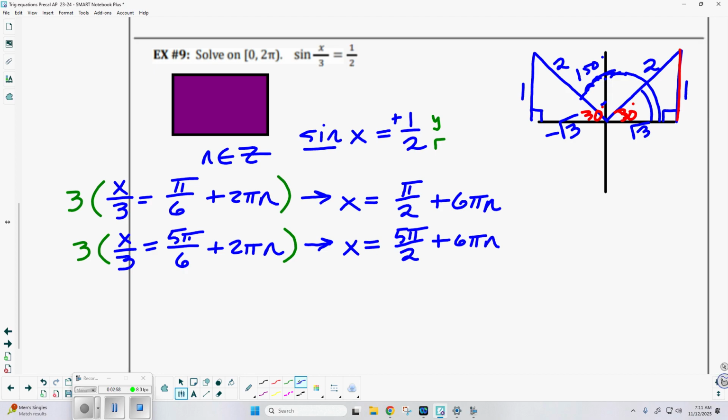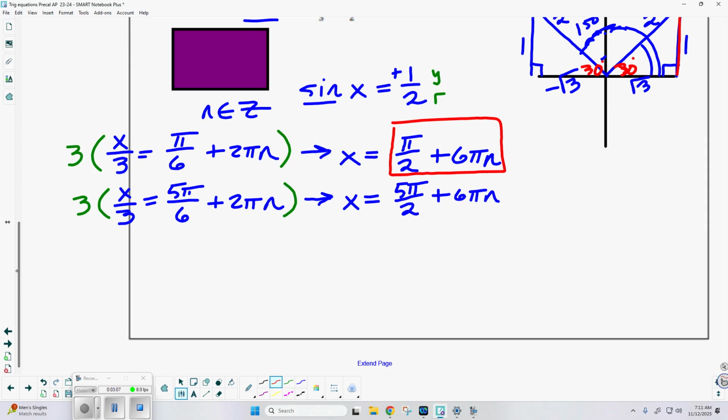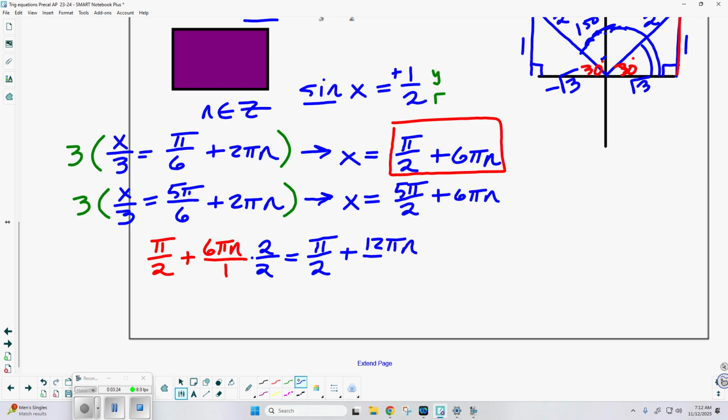Now you're looking for as many solutions as you can get on this interval right here. So for this first expression, I'm going to combine those. Let's say pi over 2 plus 6 pi n over 1. Well, our common denominator would be 2. So I'm going to end up getting pi over 2 plus 12 pi n divided by 2. So I'm going to get my solutions by using pi plus 12 pi n over 2.